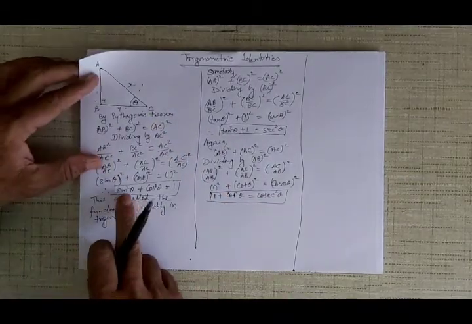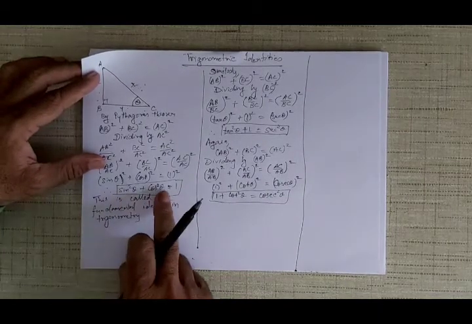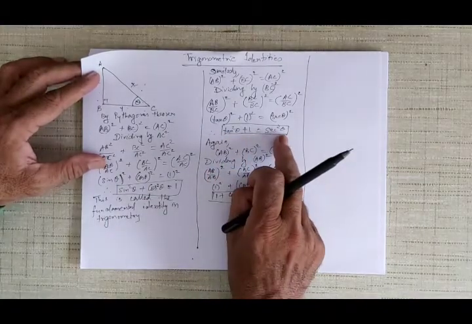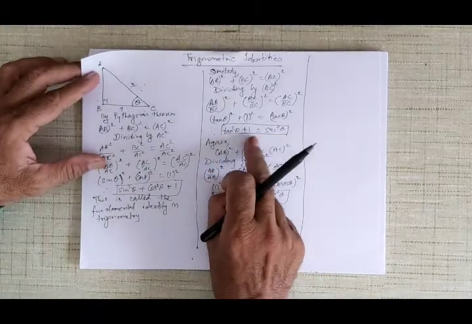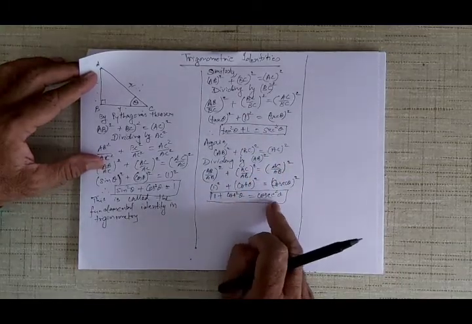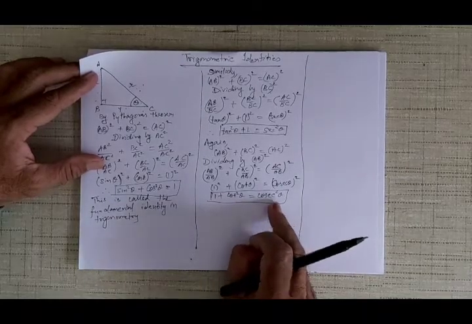For example, I can write sin square A plus cos square A is equal to 1. Sin square C plus cos square C is equal to 1. Tan square A plus 1 is equal to sec square A. Tan square C plus 1 is equal to sec square C. 1 plus cot square A is equal to cosec square A. 1 plus cot square C is equal to cosec square C. It is the same thing.